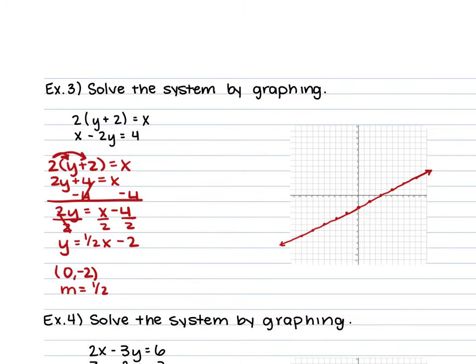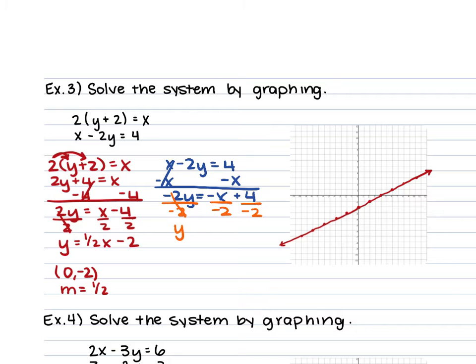Alright, so if I start on my next line, x minus 2y is equal to 4, I'm going to move that x over by subtracting it from each side. We have -2y is equal to -x plus 4. Then we divide each side by that -2, so I'm going to divide each term by that -2. So I have y is equal to a positive 1/2 x minus 2.